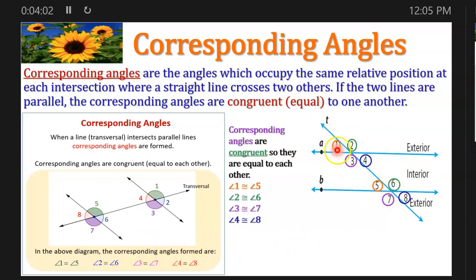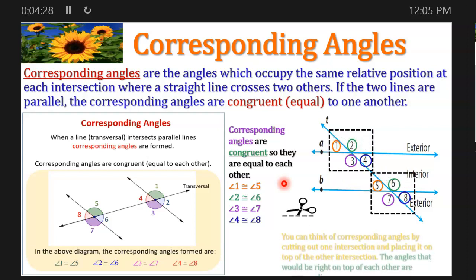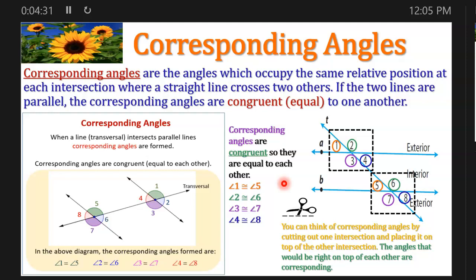Same with over here, our 1 and our 5 are corresponding, our 3 and our 7 are corresponding, 2 and 6 are corresponding, then this 4 and this 8. Again, if I were to cut all of that out, pick it up, place it on top of this, that 1 would be on top of that 5, that 2 would be on top of that 6. Do you see? Because that is how I best remember which one's corresponding. I imagine myself cutting it out and then placing it on top. And so I'm just drawing you a visual here to see how that works. And then you can see which ones are congruent to which ones, to the other ones. Okay, corresponding.